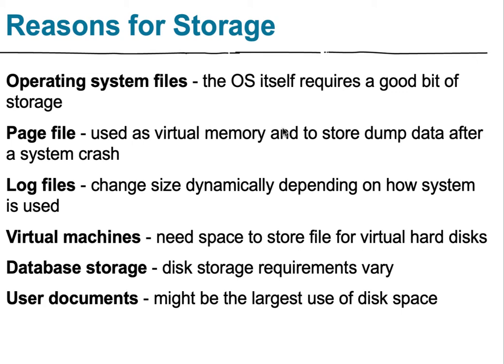A page file is used as virtual memory and to store dump data after a system crash. Its size varies depending on how much RAM is installed, memory use patterns, and other factors. In the past, the page file was set to 1.5 times the amount of installed memory, but this formula is no longer valid. By default, the system manages the page file, which can change size depending on needs, but is typically close to the amount of installed RAM, up to 4 gigabytes.